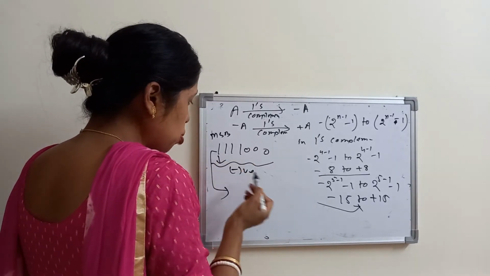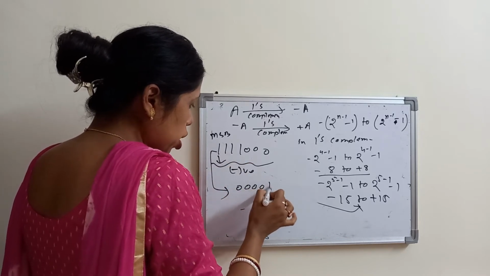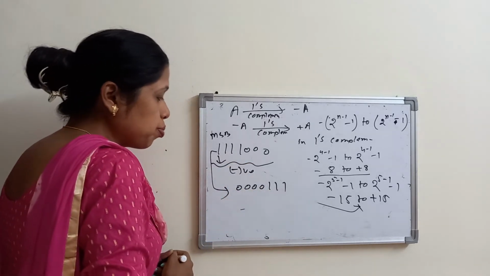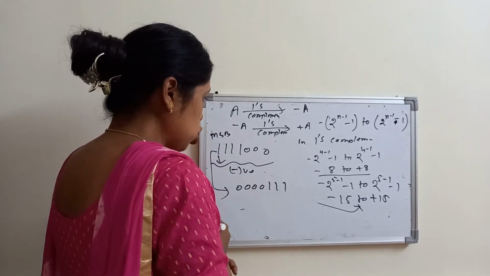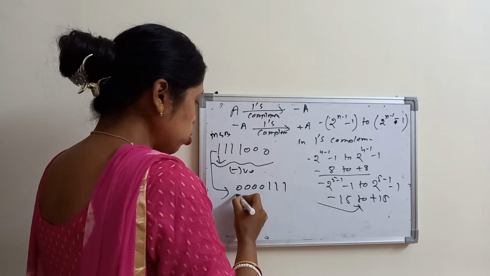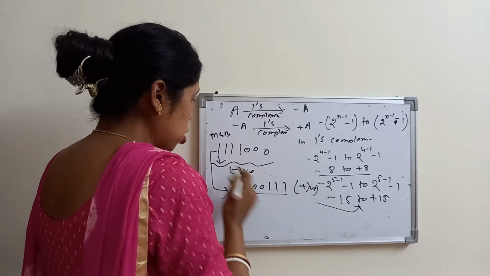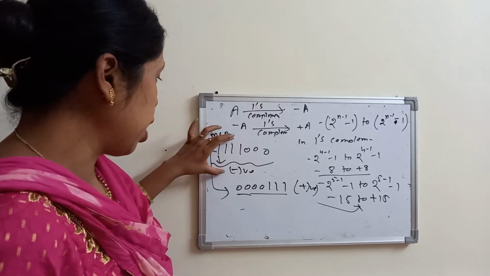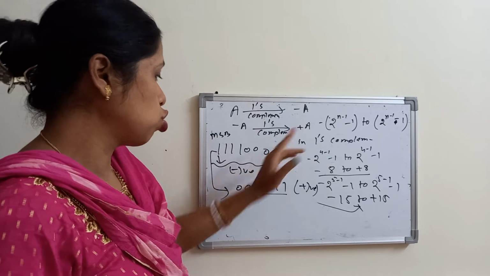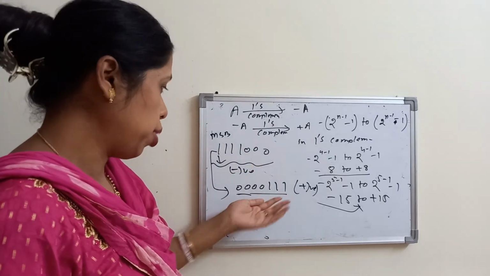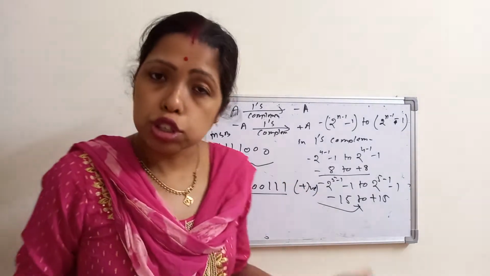Complement means inversion. So the 1s become 0 and the 0s become 1s, right? Now this is the positive number. Why positive? Because I know this was the negative number, and the first complement of the negative number is the positive number. From the MSB also you can tell that this is the positive number.